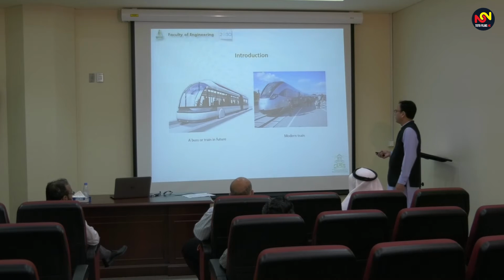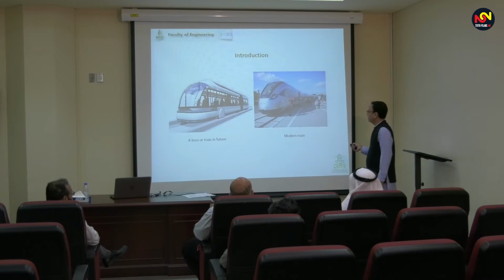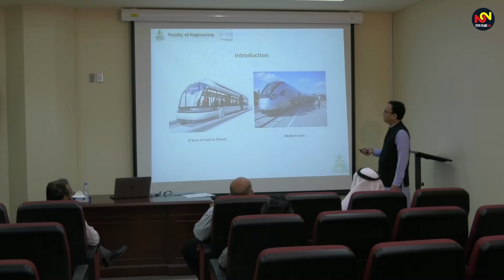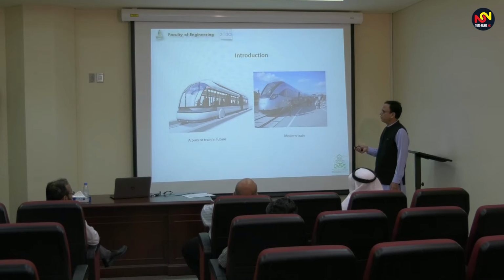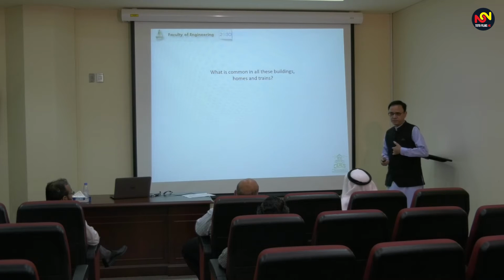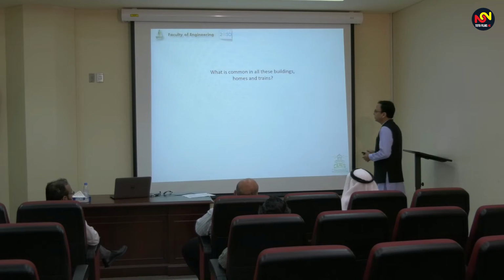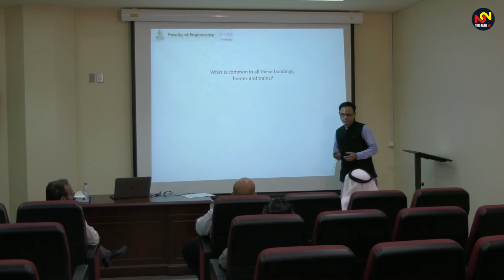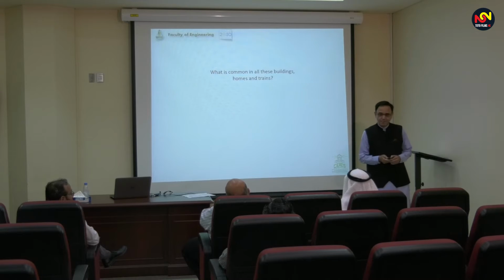This is a train. This is the real one. And this is a future bus or a train which will have this sort of structure. So, I have a question to the audience. What is common in all these buildings, homes and trains? Can somebody tell me what is common there?